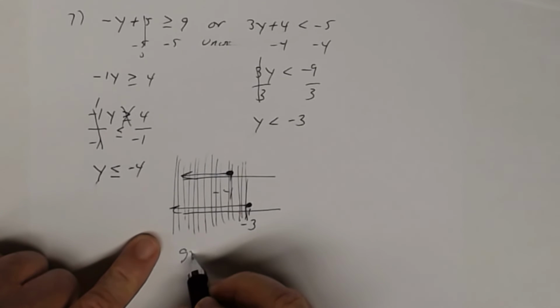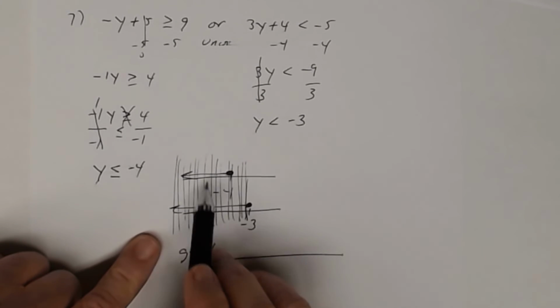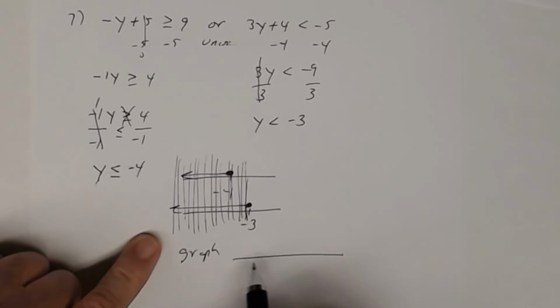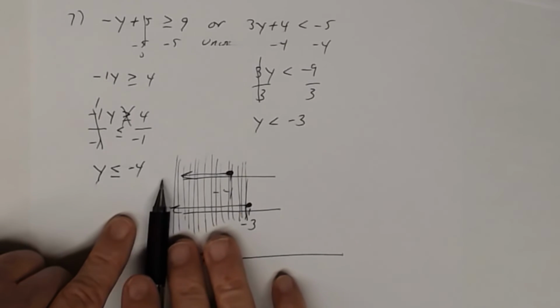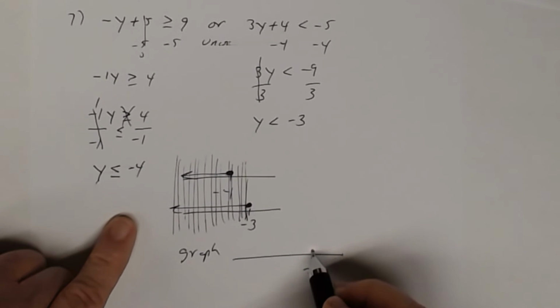So your graph, you're going to put it as one statement. So don't say this is your graph. Your graph has to be on one number line. So you're going from negative infinity all the way to negative 3. So you're going to say negative 3, closed circle, going to the left.